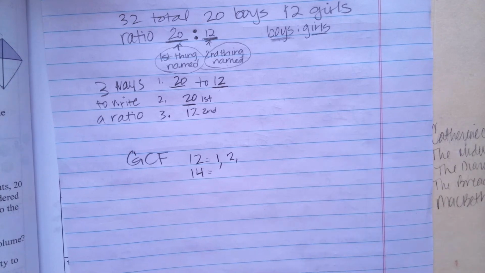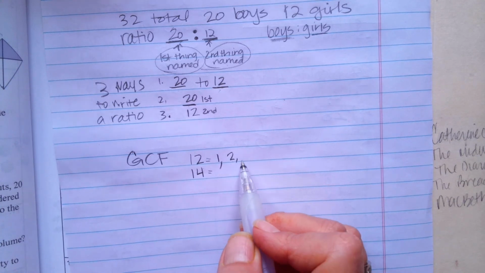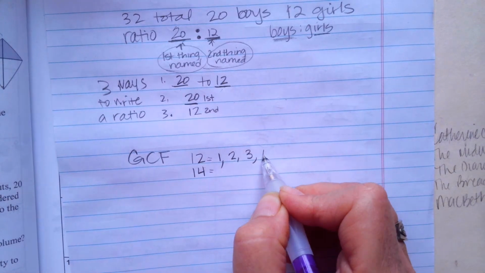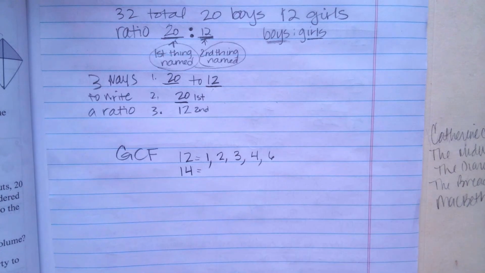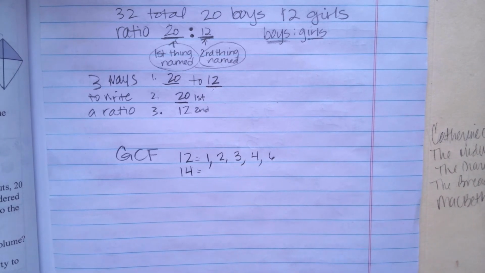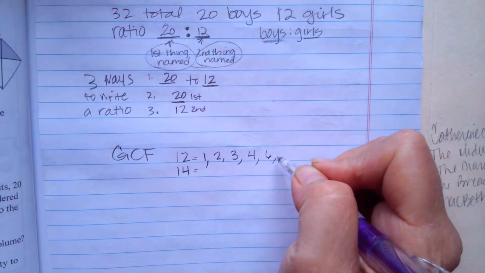Does 1 go into 12? Yes. Does 2 go into 12? Yes. Does 3? Yes. Does 4? Yes. Does 5? No. Does 6? Yes. 7? No. 8? No. 9? No. 10? No. 11? No. And then 12. Yes. And then we're going to do the same thing for 14.